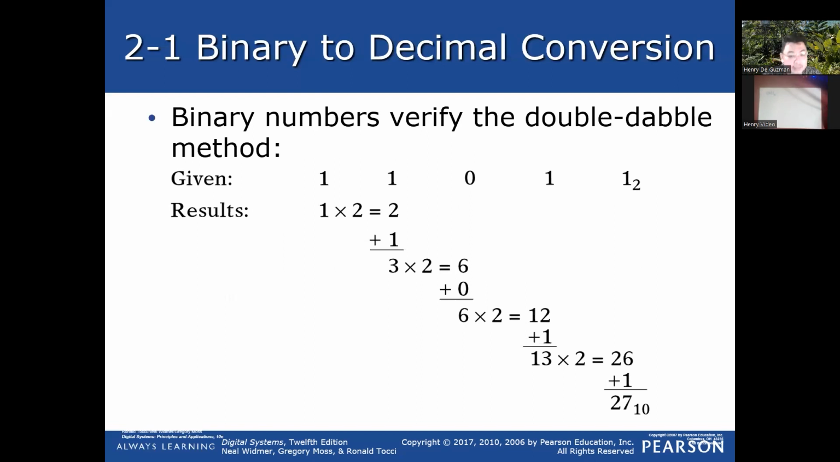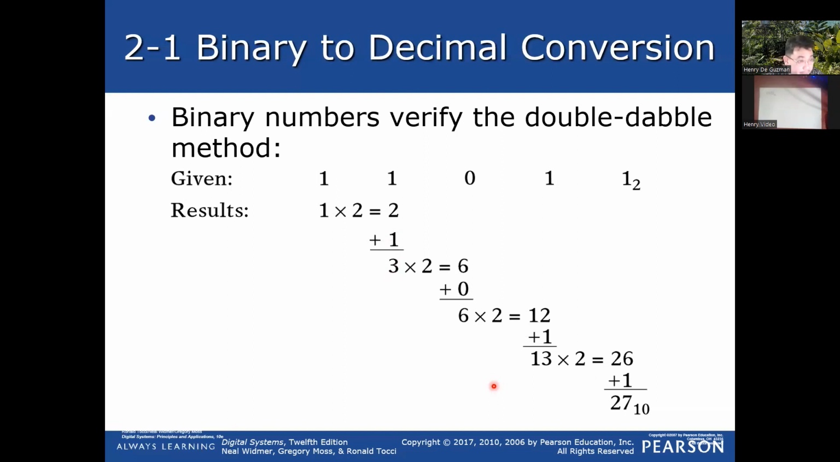So 1 times 2 is equal to 2 plus 1, so this is 3. 3 times 2 is equal to 6, then plus 0, so that becomes 6 times 2 is equal to 12. Plus 1, that's 13 times 2, okay, is equal to 26. Then plus 1, so that's 27.